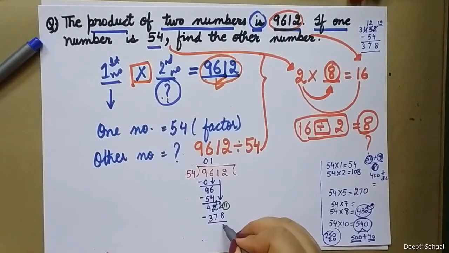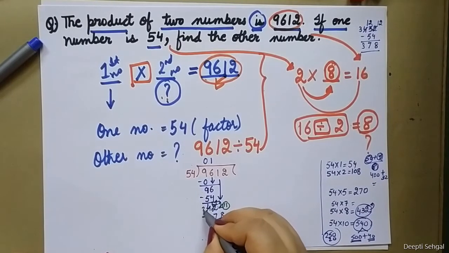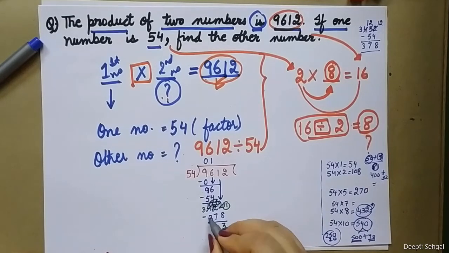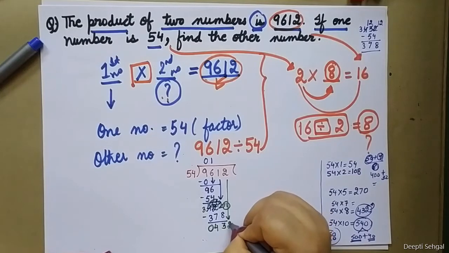11 minus 8 is 3. 1 minus 7 is not possible, so it will borrow. This will become 3. This will become 11. 11 minus 7 is 4. 3 minus 3 is 0. Now I am bringing down 2.